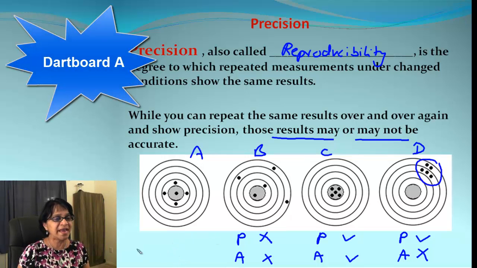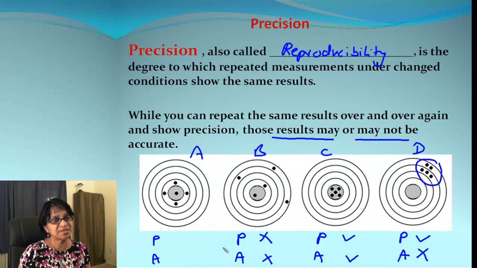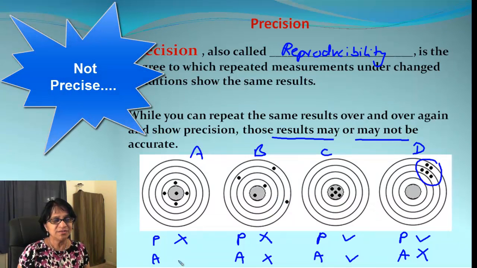And look at figure A. That might be a little complicated. First of all, is it precise or not? It is not really precise. The darts are going all over the place. So it is better than figure B, but still you don't have precision like we saw in C. So I'm going to say they are not precise.